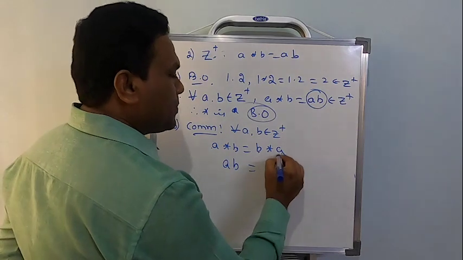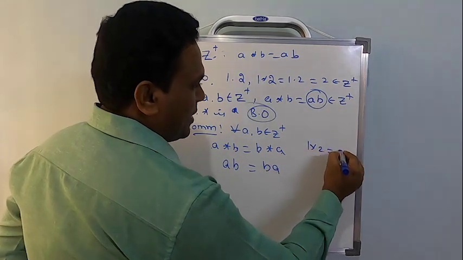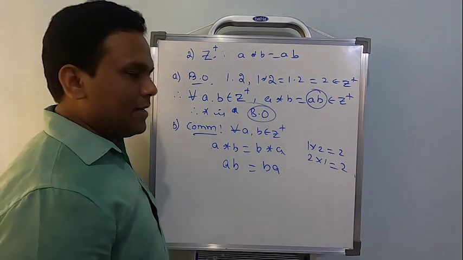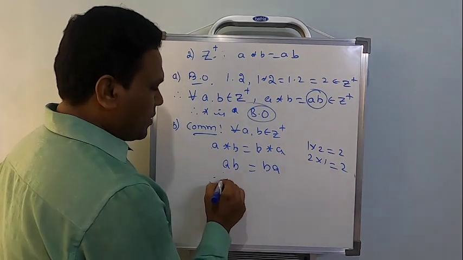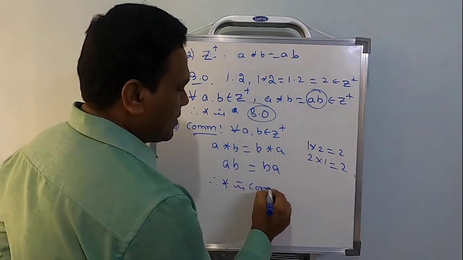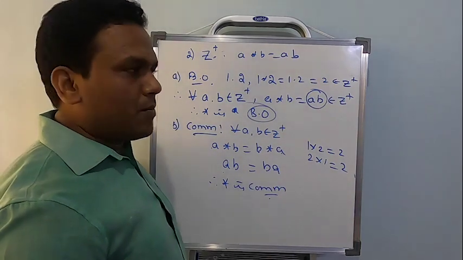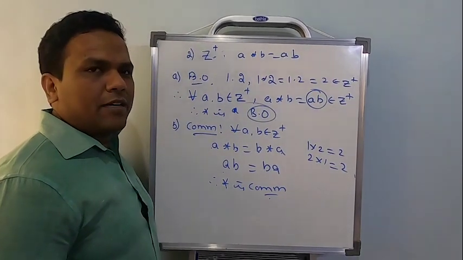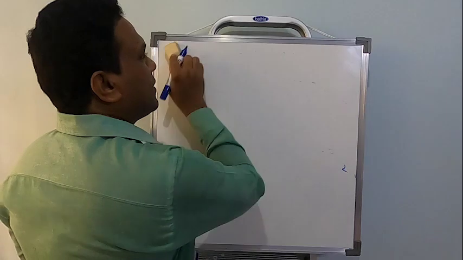It is AB. What is B star A? It will be BA. You multiply 1 multiplied by 2, still 2. 2 multiplied by 1, still also going to be 2 only, right? So clearly AB will be equal to BA. Therefore, star is commutative. It doesn't matter here, right? It's a product of two positive integers. Anyway, it's going to be a positive integer only. Now let's move on to associative now.